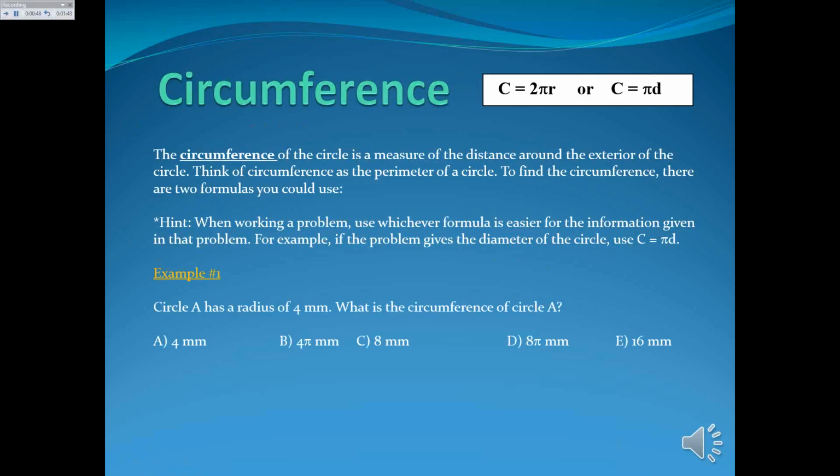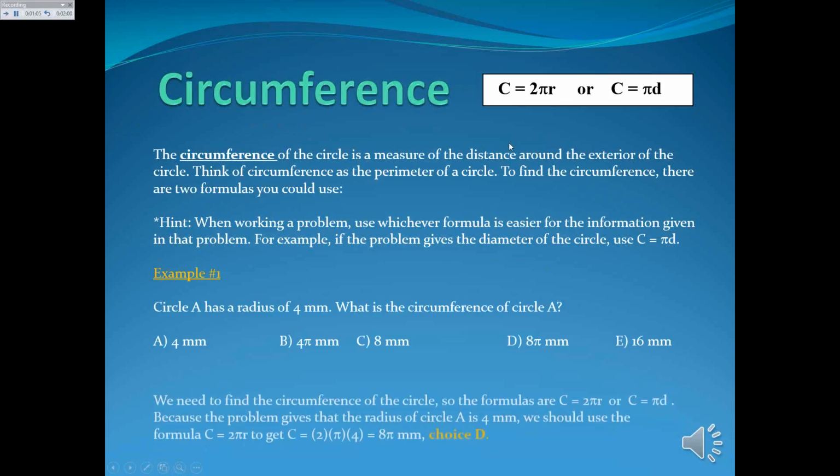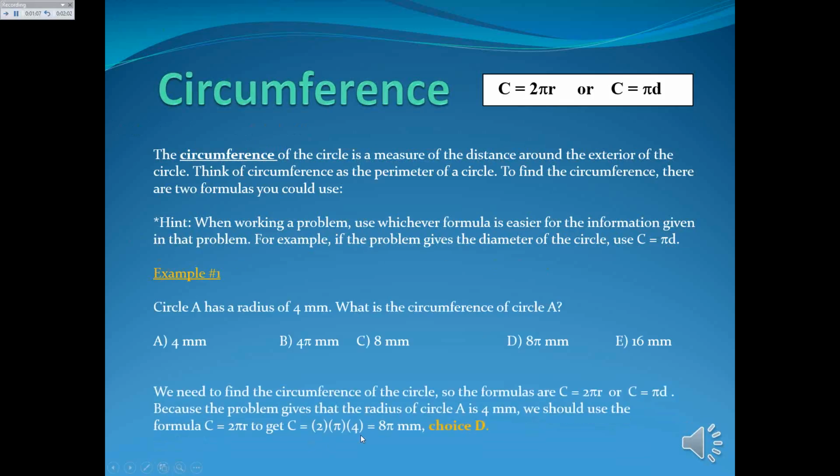Here's an example. Circle A has a radius of 4 millimeters. What is the circumference of circle A? Alright, so if we know it has a radius, and we know that our formula up here is 2 pi r, then it would be, of course, 2 pi 4, since the radius was 4, which would be 8 pi.